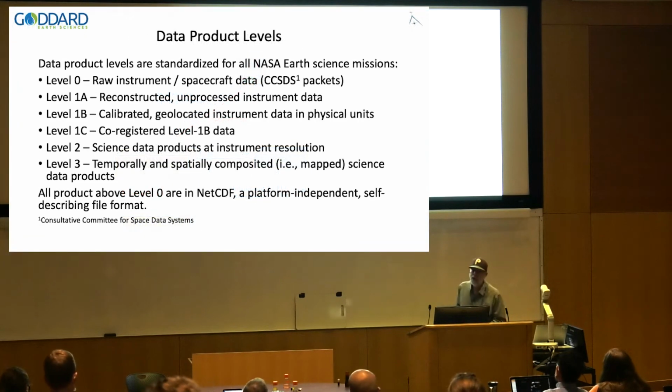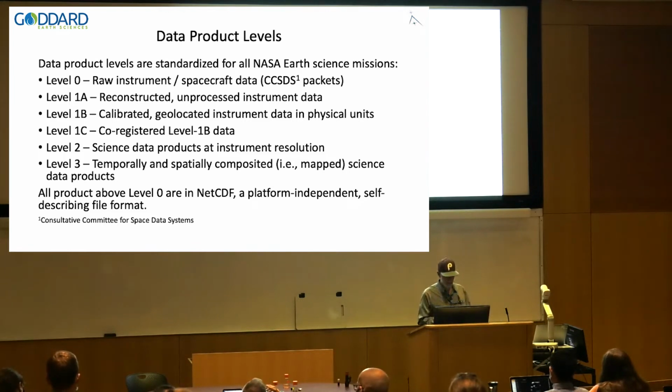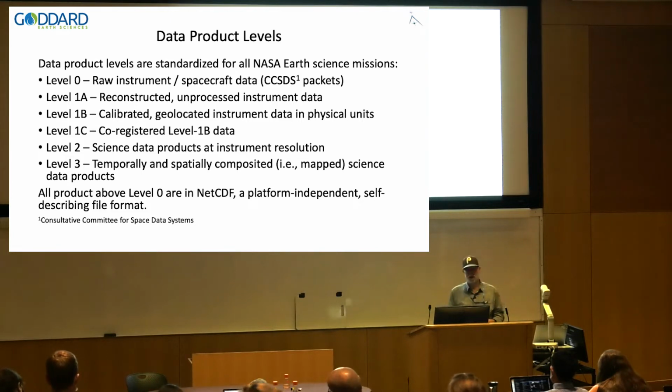All right. So, what happens when it gets to Goddard? Well, we process the data through a number of what we call data product levels. And these are actually standardized across NASA Earth science missions. I'm just going to give a real quick description of each one here, but then I'm going to talk a little bit more about why we do this.